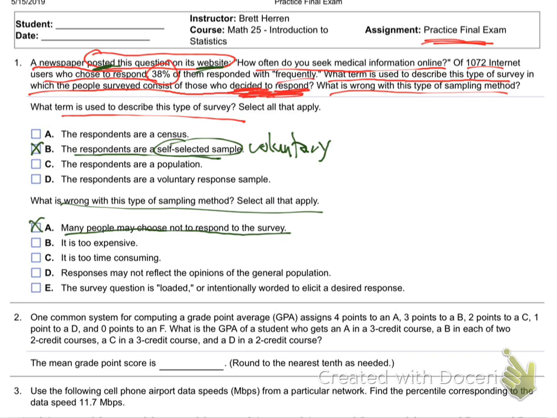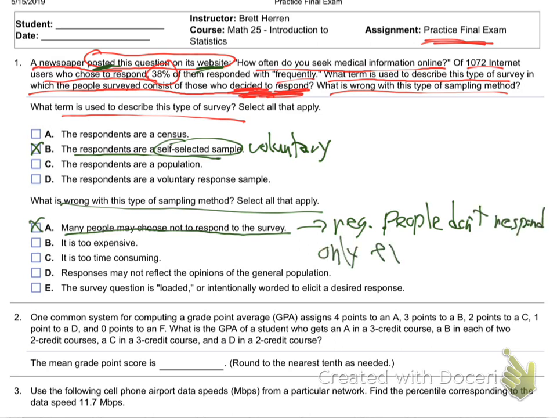Do you remember that? That was way back in chapter 1. We talked about that's not a good way to take a survey. Because when you see something online, you're not going to take the time to respond to it unless you're really into that issue. Many people will choose not to. All the regular people don't respond. Who responds then?